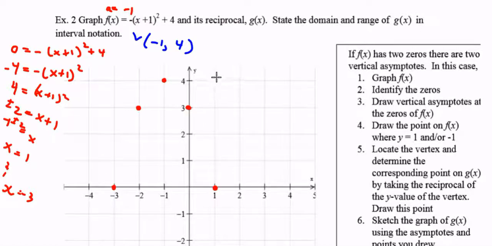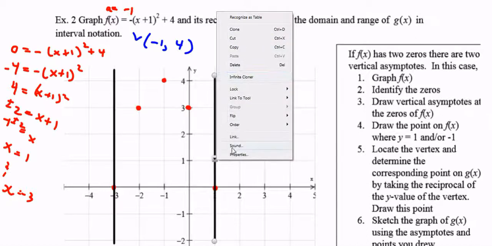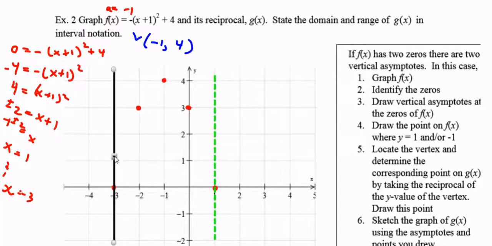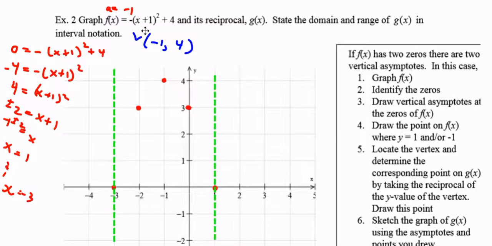Actually, I'm going to do this instead. So I'm going to draw in my asymptote here. I'm going to draw in my asymptote at negative 3. I'll just change those so that they look like asymptotes rather than straight lines. Properties, we'll put in a green color. Probably could have selected that and done that twice, but oops. Okay, so I might as well label them right now. I've got x equals negative 3, and I've got x equals 1.